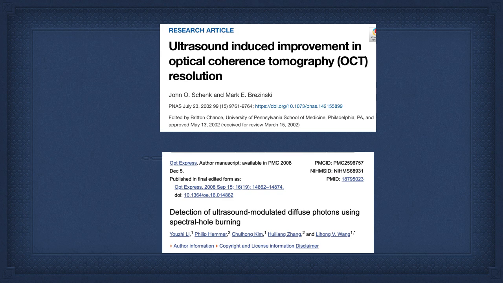Now, I want to point out that Lihong Wang does something called acousto-optics, and that's very different. His work is great. I'm a big fan. What they do is send in light, and I don't want to oversimplify because he does a lot of different work, but they're sending in light and sound, and then looking at the scattering pattern and changes with the sound all the way around. It's not OCT, not even close.